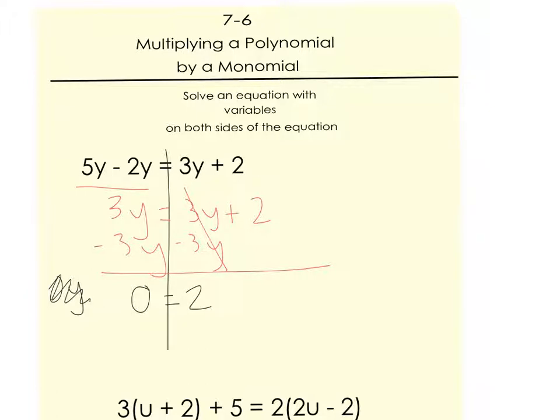And we think about that, and can 0 ever equal 2? It cannot equal 2. So this is actually a special case problem where if your number on your left-hand side is not equal to the number on the right-hand side and you have no more variables left, this would be no solution, or as I like to write, 0 with a line through it. No solution.